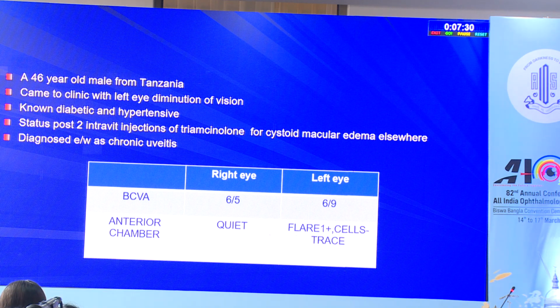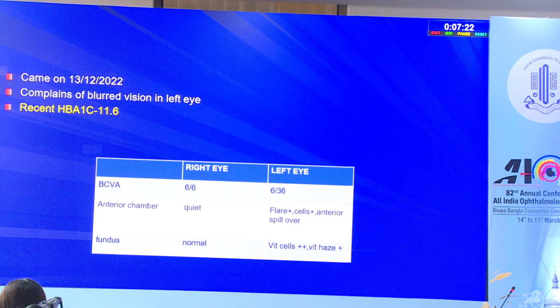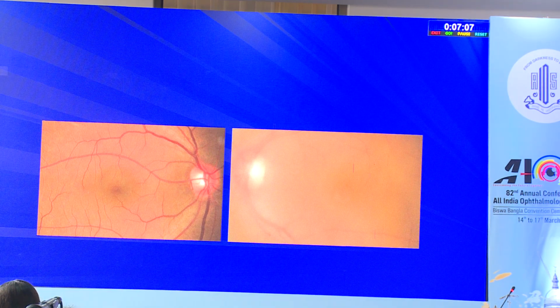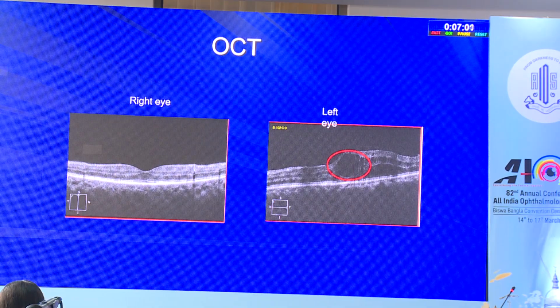Vision was 6/5 in the right eye and 6/9 in the left eye. The right eye was quiet; the left eye had flare and cells in the vitreous. Best-corrected visual acuity on 13/12/2009: he complained of blurred vision in the left eye. Glycosylated hemoglobin was 11.6, and he had vitreous cells and vitreous haze. You can see the left eye has vitreous cells almost 2+, and there was a cystoid macular edema.